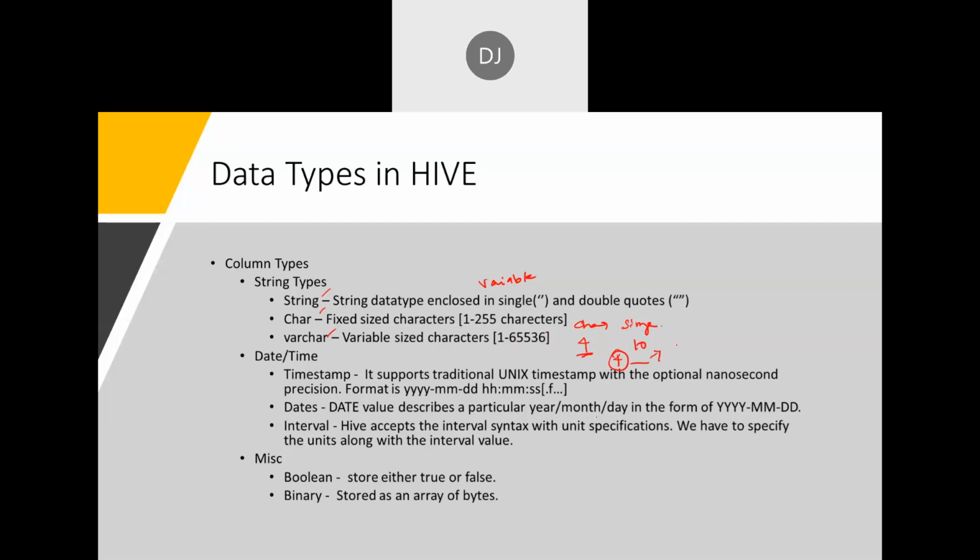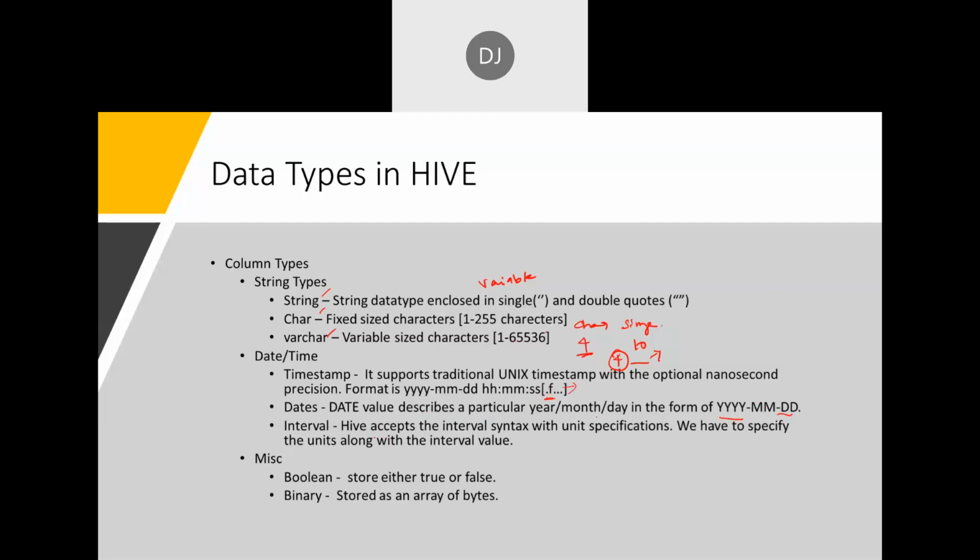And time will be defined by the timestamp. Okay, timestamp is like hours, minutes, and seconds. It will have Unix timestamp. Nanoseconds also you can mention with dot f. Dot f means nanosecond value. Date, it should be of this type: if it is of year, month, and dd date, then it will take that one.